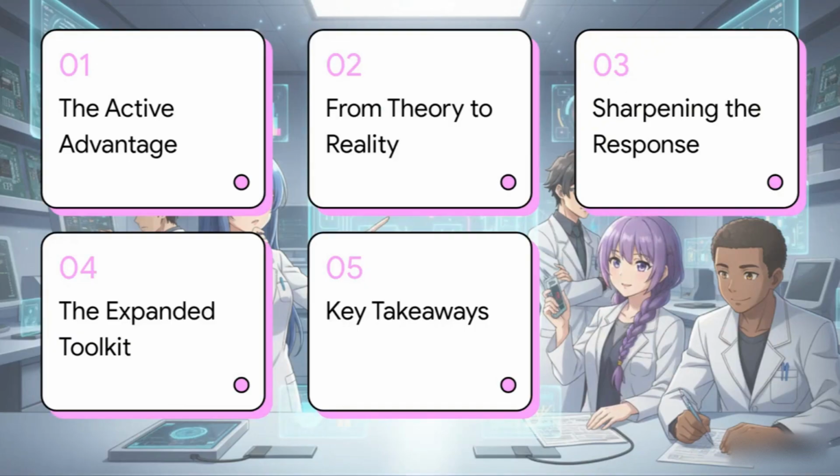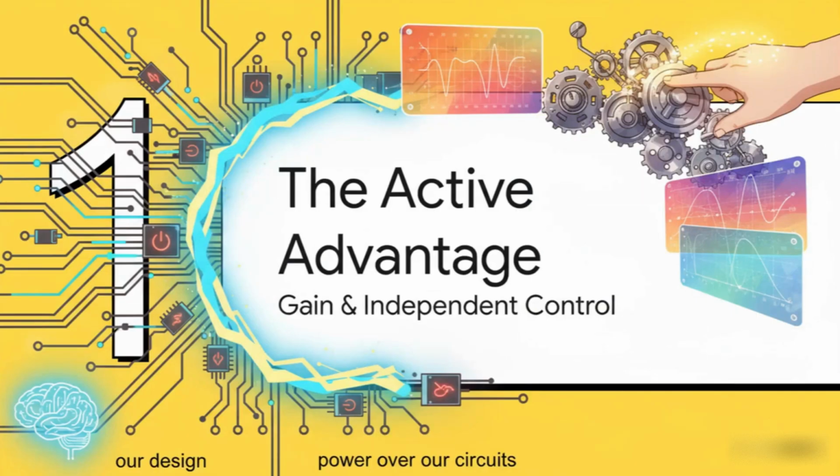Okay, so here's the game plan for this explainer. First, we'll cover the active advantage to see what really makes these things tick. Then we'll bridge the gap from theory to reality. After that, we'll get into sharpening the response by making our filters more powerful. Then we'll check out the expanded toolkit, and finally, we'll wrap it all up with the key takeaways. All right, let's jump into section 1, the active advantage.